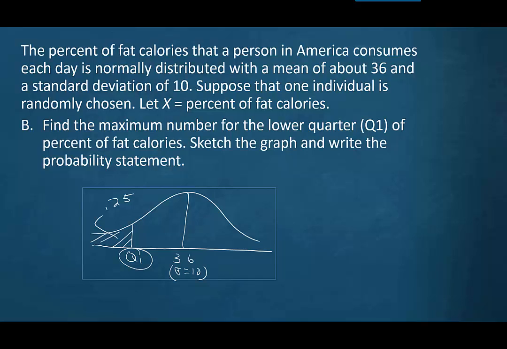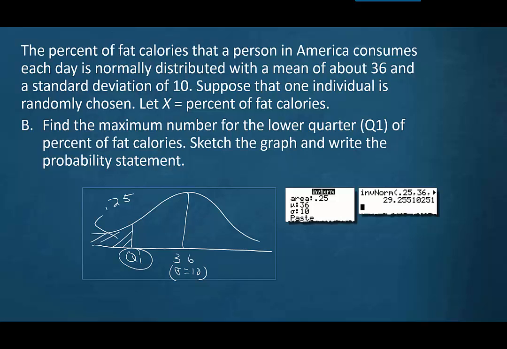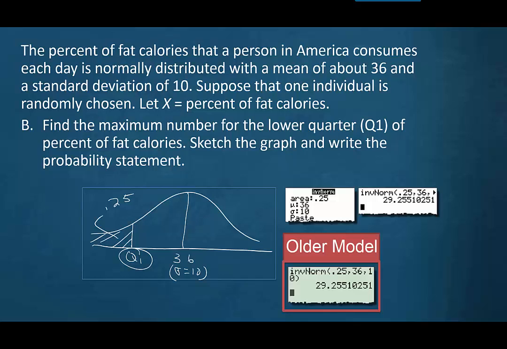Okay, rather than showing a live shot, I've got the screenshots here. We're going to go into the inverse norm. 0.25 is the area. Mean 36, standard deviation of 10. Click paste, and you get about 29.3. And similarly, if you have the older model calculator, you get exactly the same result. Slightly different syntax.